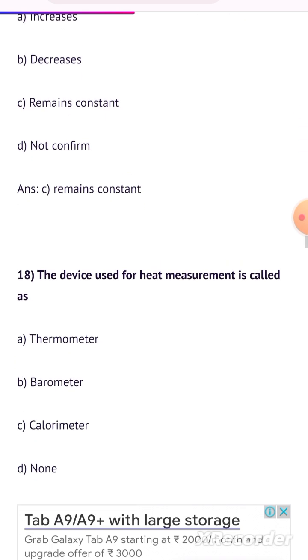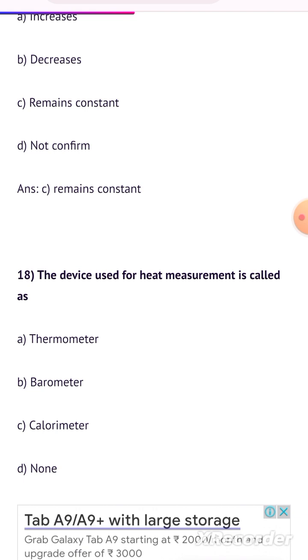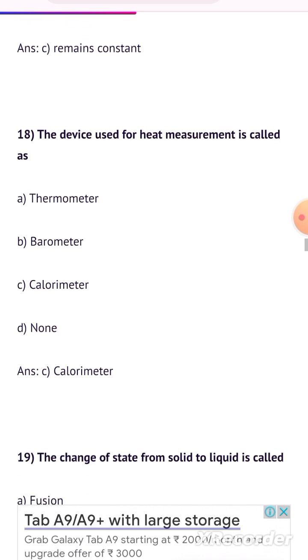Question number 18. The device used for heat measurement is called as thermometer, barometer, calorimeter. So what is the device used for heat measurement? Should it be thermometer? No. Barometer? No. Calorimeter. Calorimeter means heat measuring device.